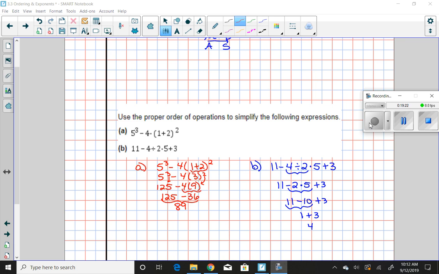Now B gets a little trickier because you don't have all the parts. So you have to start with multiplication and or division. You work across. So it does end up being 4 divided by 2. 4 divided by 2 is 2. 2 times 5 is 10. So 11 minus 10 is 1. 1 plus 3 is 4. Okay?